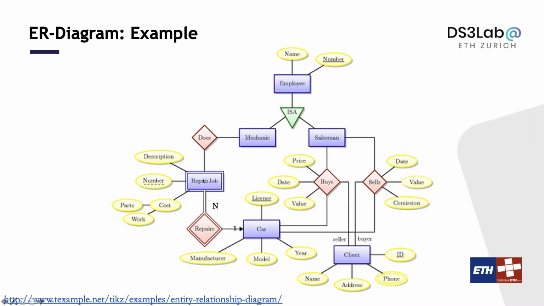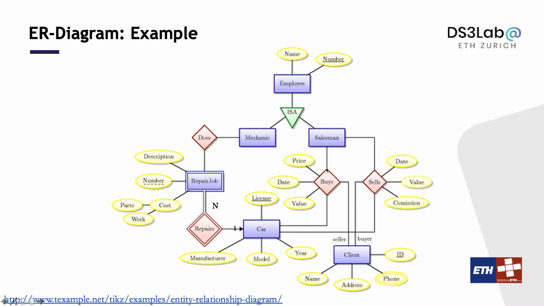between a mechanic and repair job, which means that, because there's no cardinality, multiple mechanics can conduct the same repair job, right? And vice versa. For employee, you have the key, which is number. For both mechanic and salesman, they will share all those attributes. Salesman will also have a name and a number, and the primary key is going to be number, because of this ISA relationship, right?